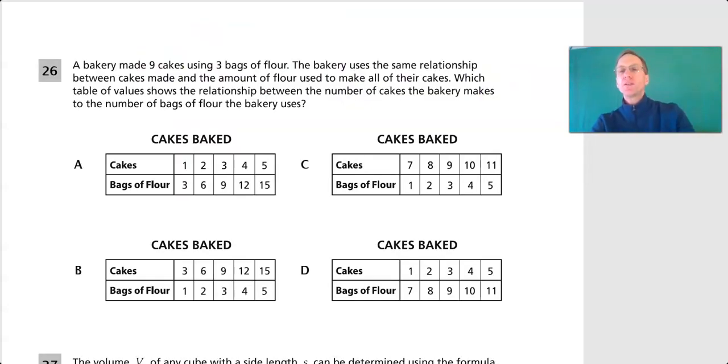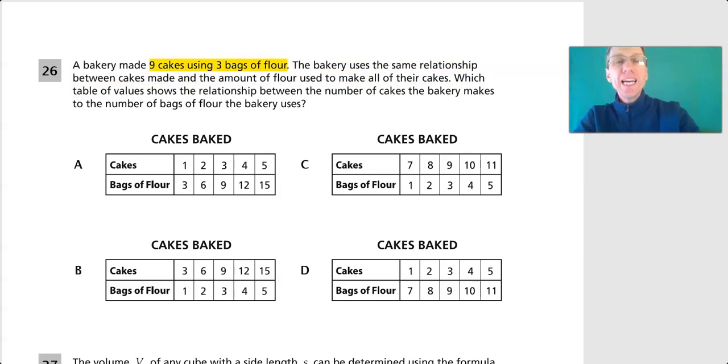Let's look at the next one. Okay, let's look at 26 here. We're going to highlight some things in the question, see if this will work. A baker made 9 cakes using 3 bags of flour. Okay, so we're going to think about that. That's too much, right? Let's see if we can go back on that. We don't want to get all of that. Okay, and back. Tricky highlighter.